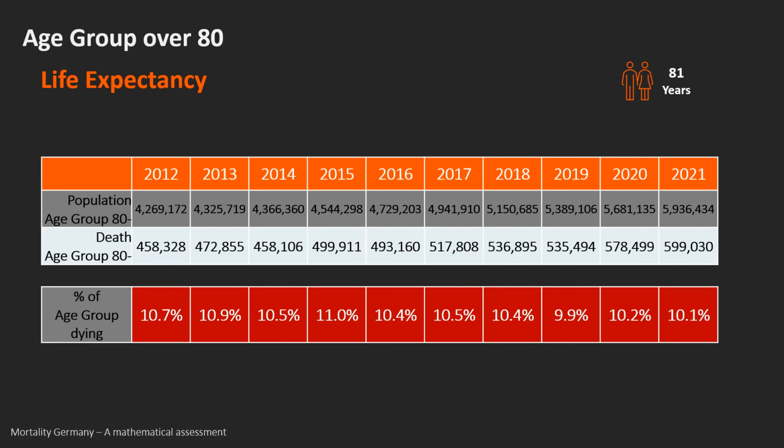And as we can see, the highest figure was in the year 2015 with 11%, and the lowest figure in the year 2019 with 9.9%. It is even 9.98, so if you rounded up, it would be 10%. And as we can see, in the years 2020 and 2021, it's quite low numbers. So only 10.2 and 10.1% of that population died.